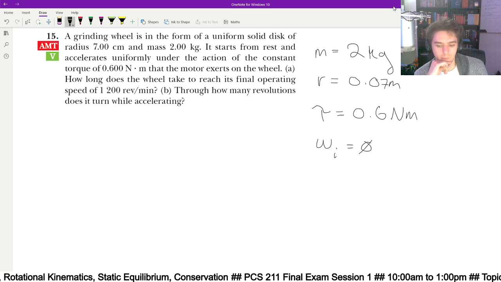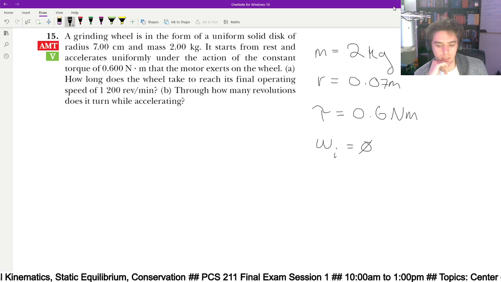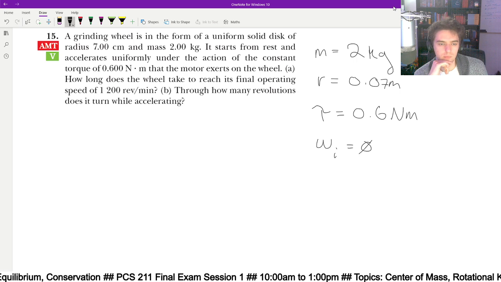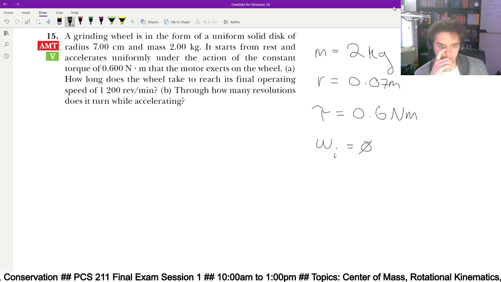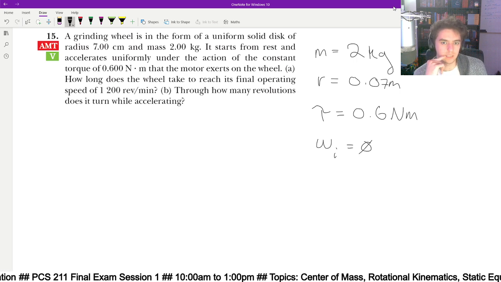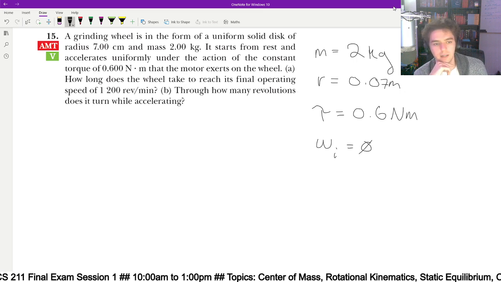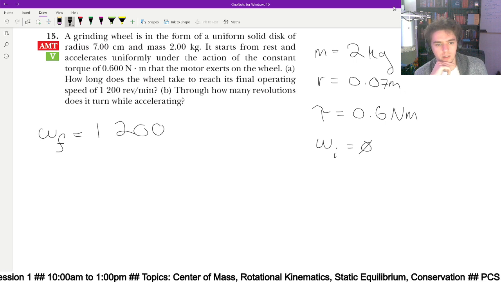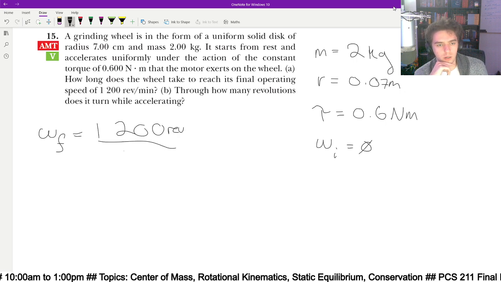Omega I is 0. Okay, looking for T. Well, isn't omega F 1,200? Oh yeah, you're right. How long does the wheel take to reach its final operating speed? Very good. Omega F is 1,200 revolutions per minute.